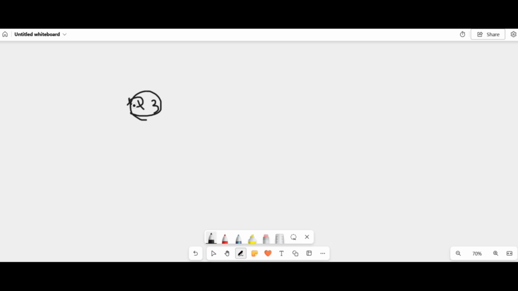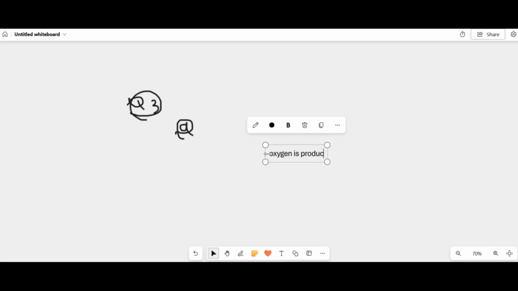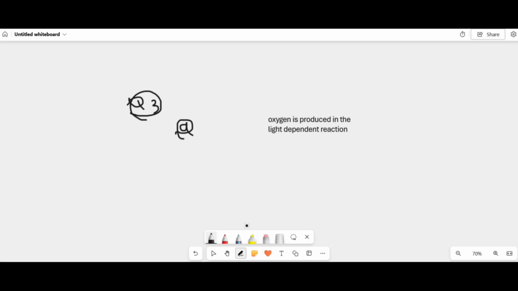Question 3A here. Explain why the scientists measured the rate of production of oxygen in this investigation. So why did they measure oxygen production, not anything else? Obviously, oxygen is produced in the light-dependent reaction. So therefore, if you want to measure the light-dependent reaction, you're going to need to measure oxygen production.